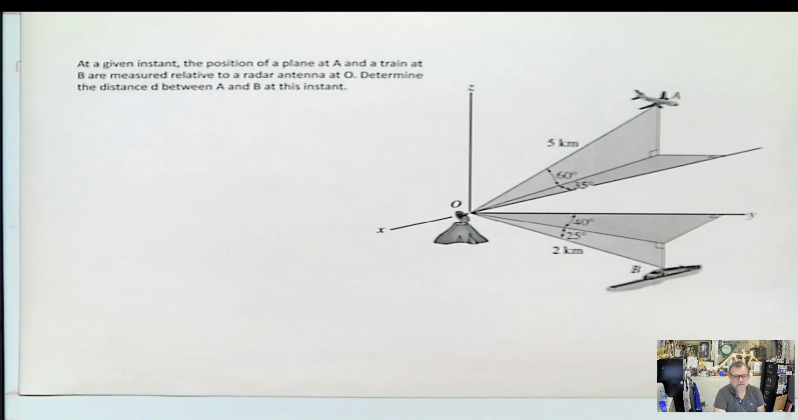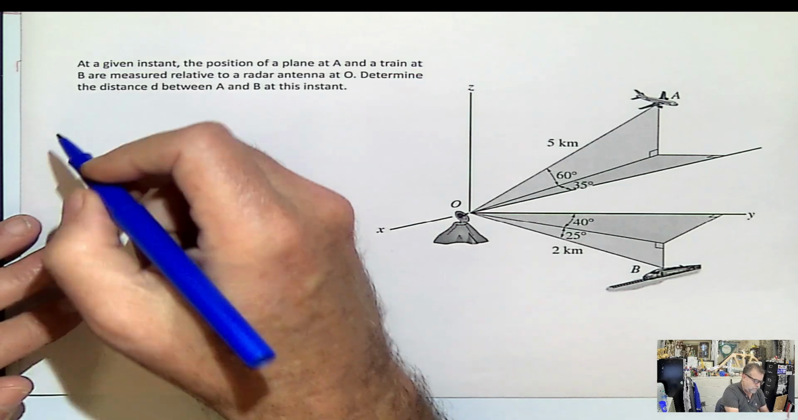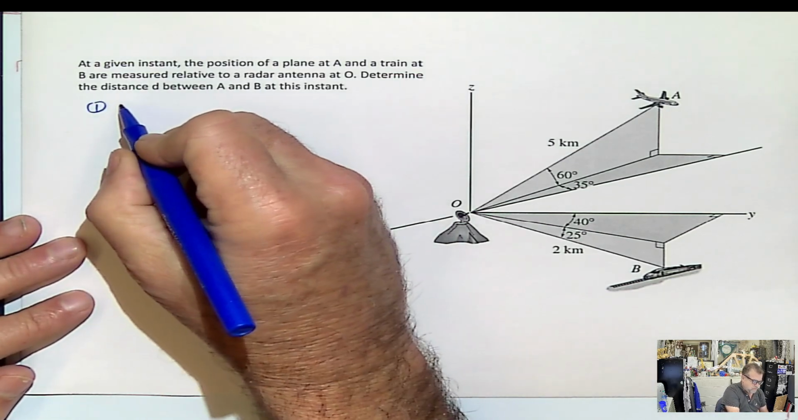Remember, every time you have any problem that is asking you to calculate distances, most probably you're going to have to use position vectors for that, which implies finding the coordinates and subtracting the coordinates. So you could write that if you want to.